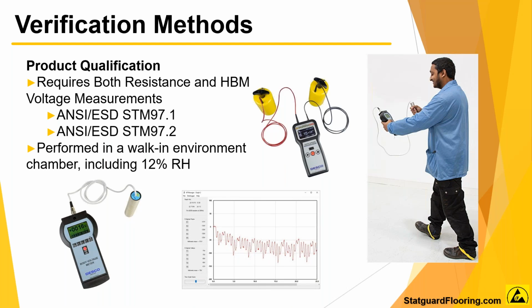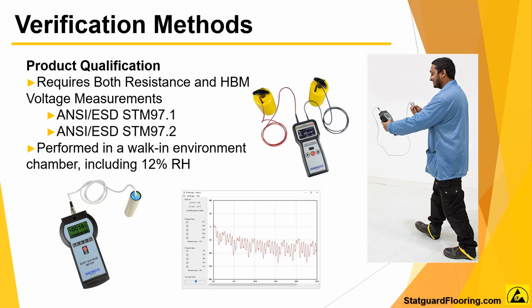Thank you. All right, so now we're going to move into our verification methods. The ANSI ESD STM97.1-2006 standard test method is intended to provide test methods for measuring the resistance of floor materials, footwear, and personnel together as a system. Pictured in the middle of the slide is the Desco digital surface resistance meter. This instrument is designed to measure resistance point to point and surface to ground. Point to point is also referred to as RTT, and surface to ground or point to ground is referred to as RTG.